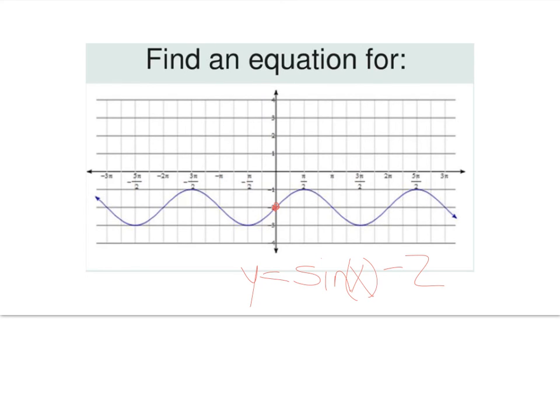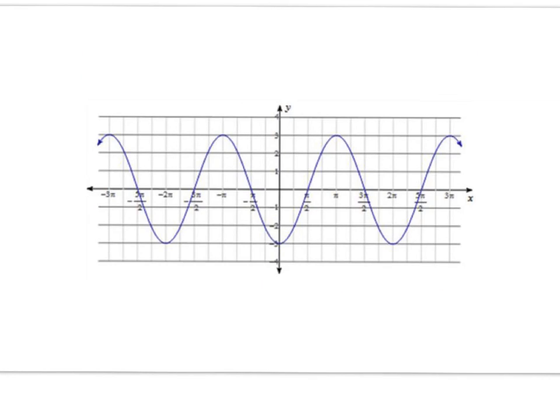So for those, you just have to make your own equation for it. Exactly, okay? So there's one to graph, one to write an equation for tomorrow, okay? Alright, see you guys.